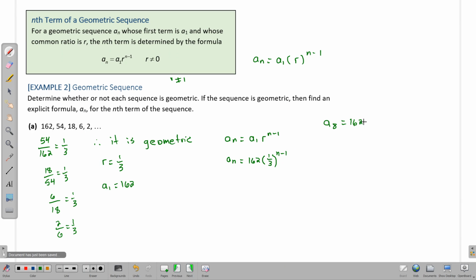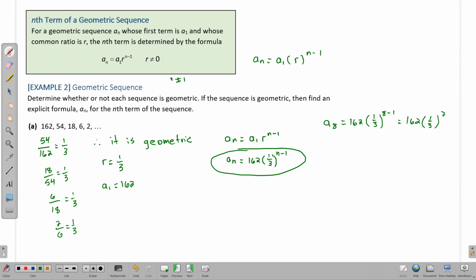So you'd have 162 times 1/3 to the 8 minus 1, or in other words, 162 times 1/3 to the 7th power. Since we're dealing with exponents, anytime you have to evaluate these, you're going to get really messy numbers, either really messy fractions or messy decimals, or maybe really large numbers as well. In this case, it would be a very messy fraction. But it didn't ask us to do that here. We can stop with this.